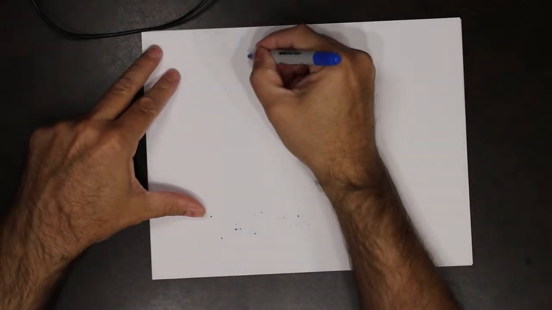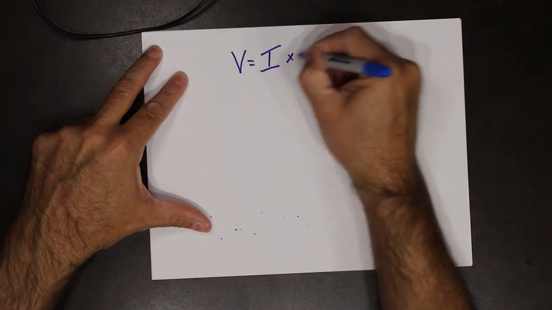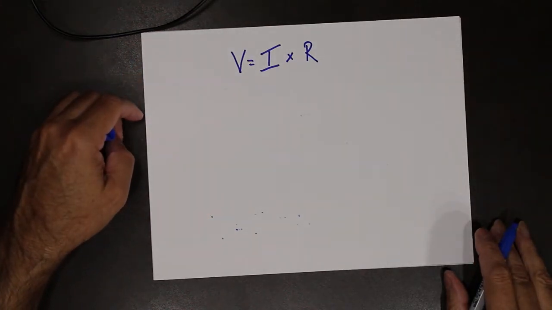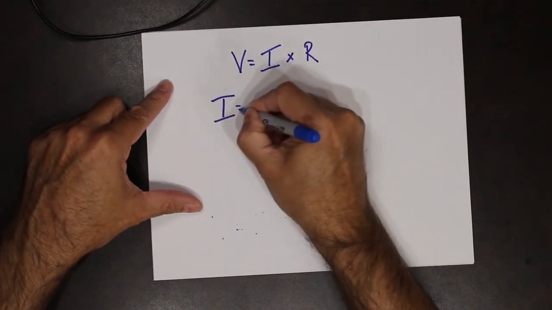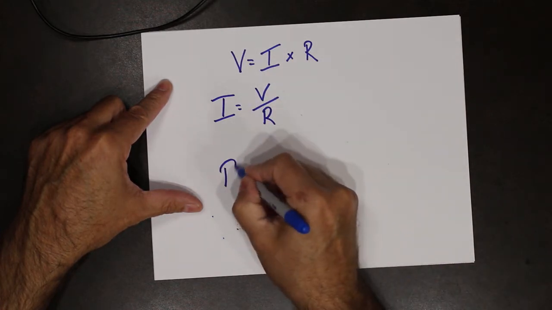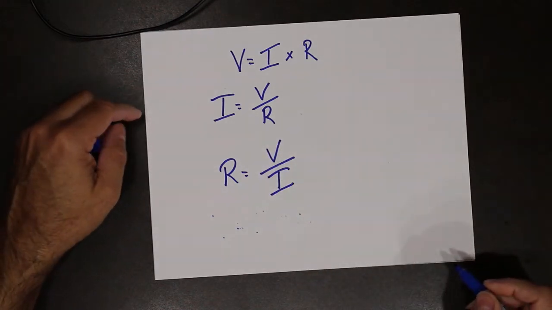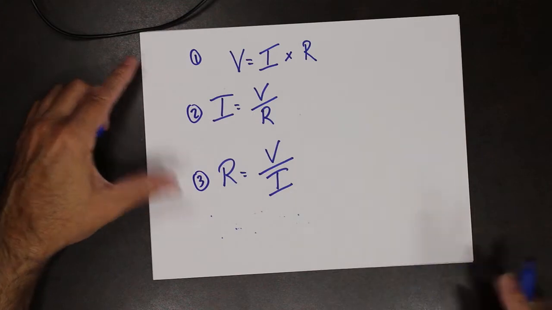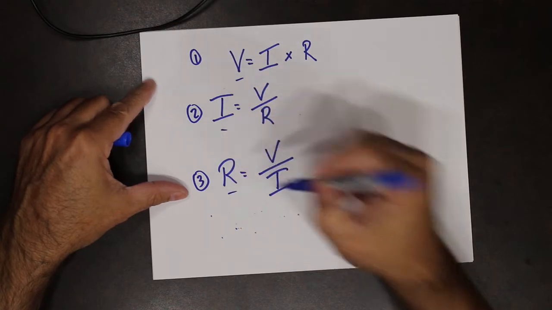So the basic formula is voltage is equal to current times resistance. We can mathematically arrange that and solve for current is equal to voltage over resistance, or resistance is equal to voltage over current. So there are three formulas, or three arrangements of the formula to figure out, depending on which element you want to solve for.